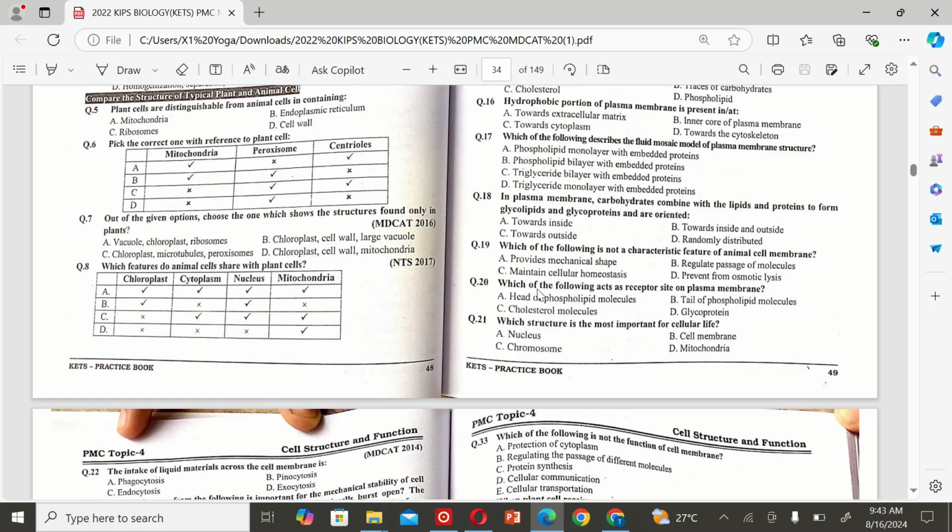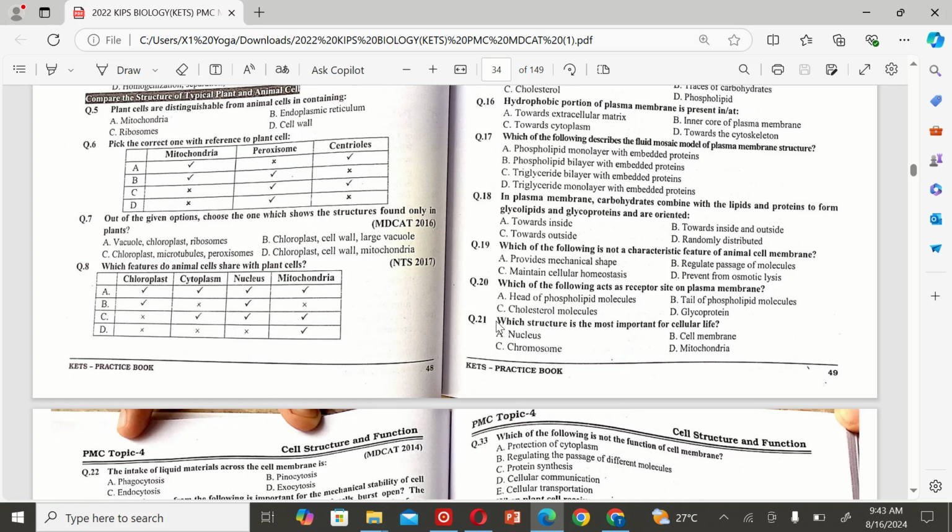Prevents from osmotic lysis. The next MCQ is: which of the following acts as receptor site on plasma membrane? A. Head of phospholipid molecule. B. Tail of phospholipid molecule. C. Cholesterol molecule. And D. Glycoprotein. So the correct option is D.